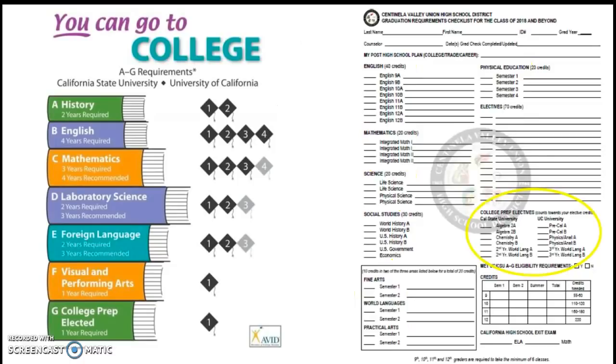But that's just to graduate. If you plan to go to college, you want to make sure that you're meeting the A through G requirements. These are also listed on your grad check, and you can keep track of them. If you have more questions about your A through G requirements and your road to college, make an appointment with your counselor.